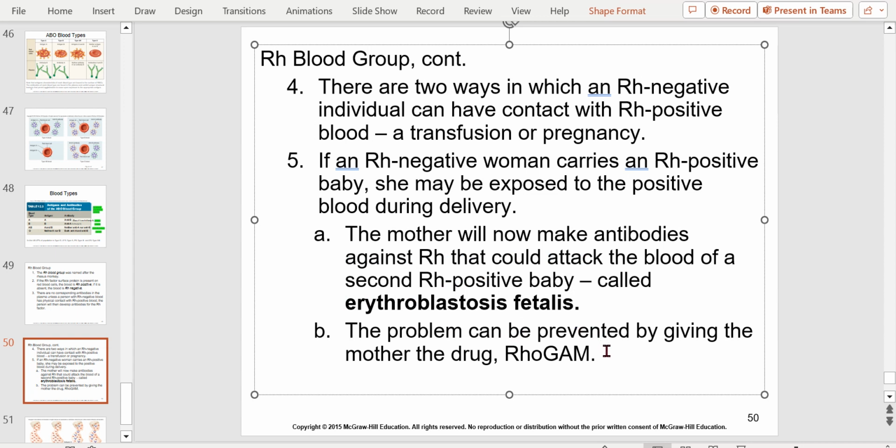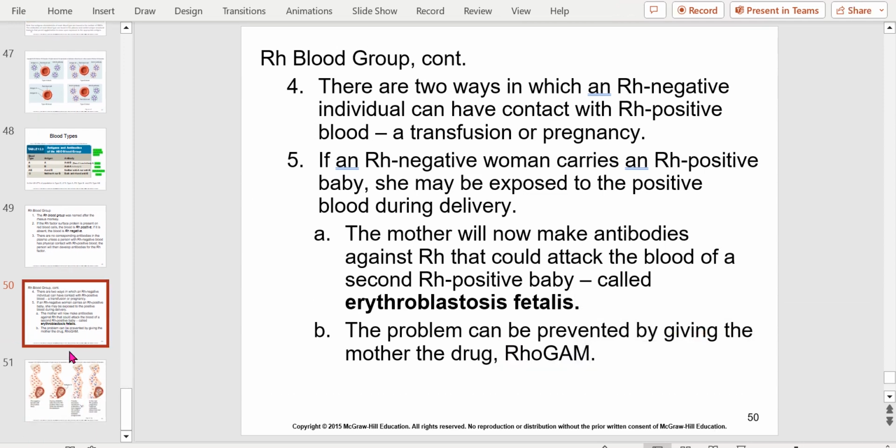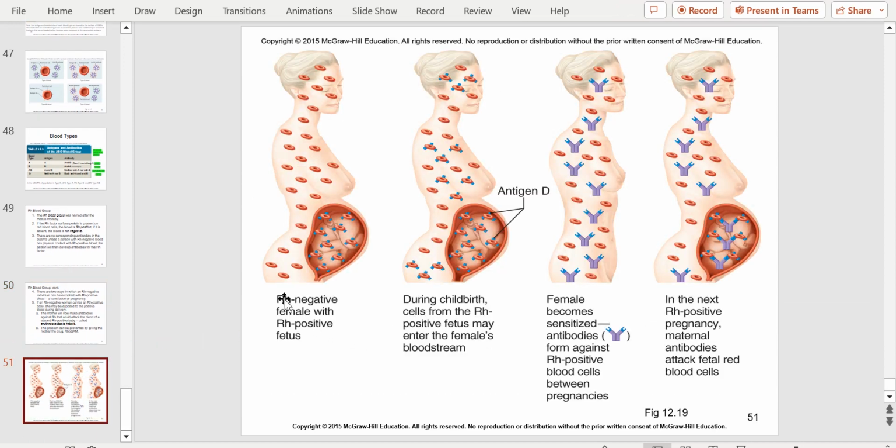Big problem. The problem can be prevented by giving the mother the drug Rogam. And you'll see what's going on here. Their mama is negative, baby is positive, but during childbirth some of the Rh positive fetus's blood may enter the female's bloodstream. So now mama is developing immunity. Now mama is fully immune. And now if the second baby there is positive, now we have trouble.